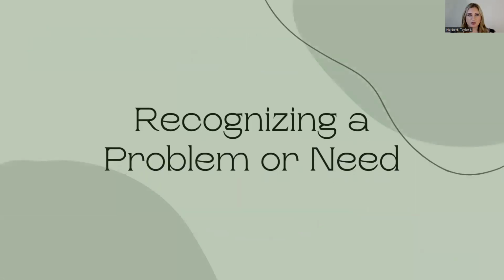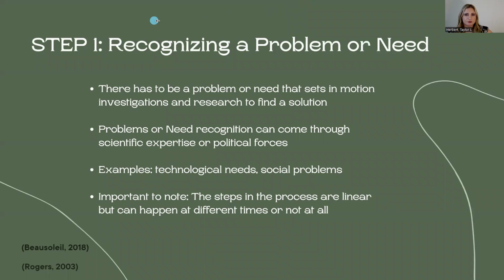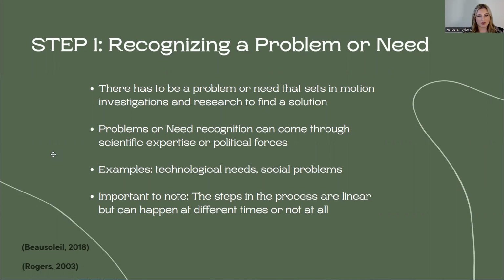So we're going to go through all 6 of these, each individually. And the first step is recognizing a problem or need. So for step number 1, it's all about what problem or need that someone's seeing or noticing is going to happen in the future. What problem or need is going to set in motion investigations and research to find a solution to those problems or needs? And that's going to be the innovation. The solution to that problem or need is going to be the innovation.